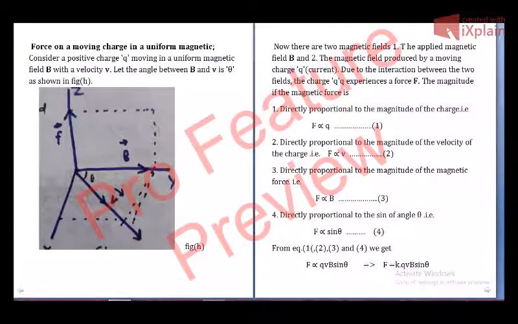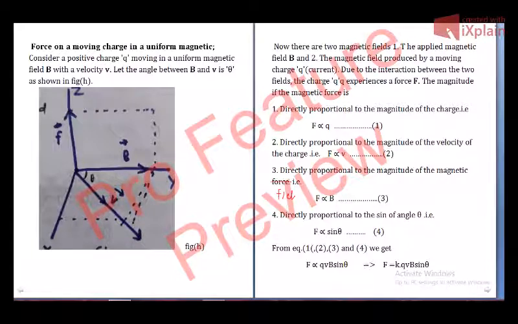Now, number 3, it has been experimentally found that the magnetic force experienced by this charge also depends upon one more thing, that is, it is directly proportional to the magnitude of the magnetic field. It is a correction here: it is not force, it is field. That is, F is directly proportional to B. Remember this thing.